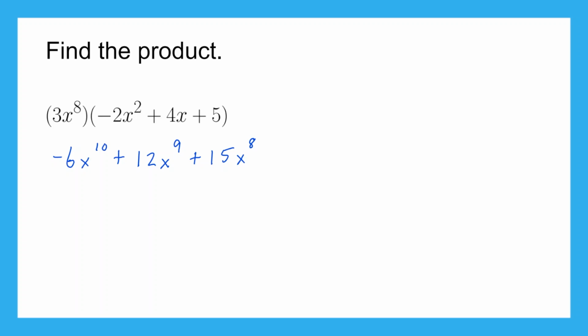Now, can we combine any like terms here? We cannot. So negative 6x to the 10th plus 12x to the 9th plus 15x to the 8th is our final answer. One more thing to keep in mind on all these problems is that we want to write our final product in standard form. That is, with the exponents going in descending order. And in this case, they are. So there's nothing else that we can do to simplify this.